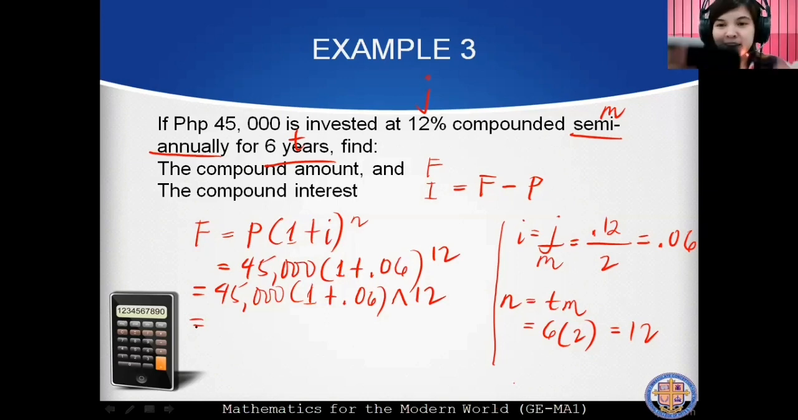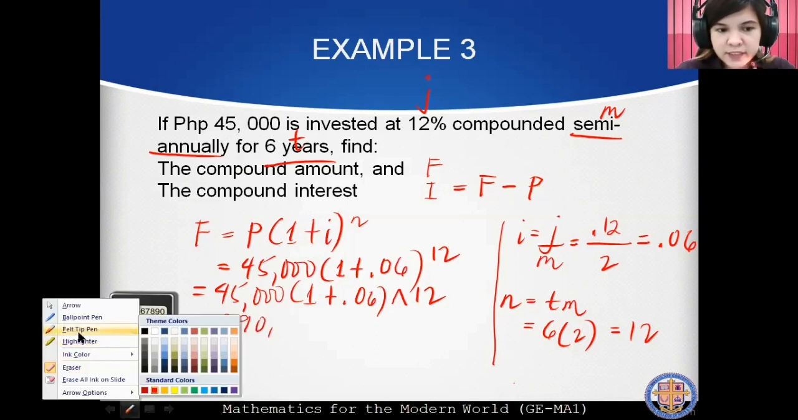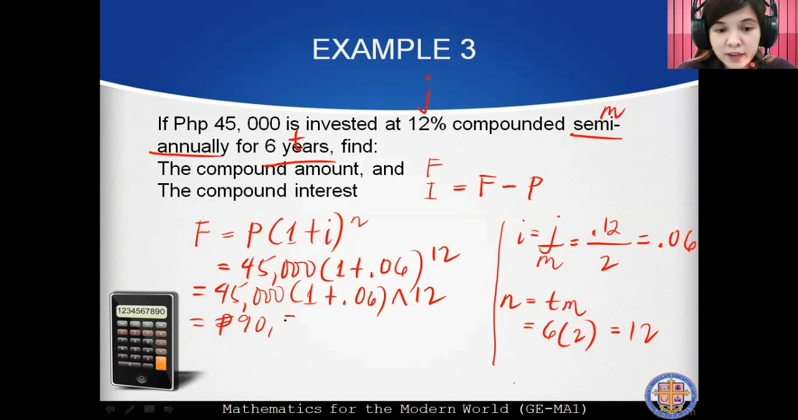If you have, for example, a Samsung or any Android, just pull it down so that the available operations appear. So, 45,000, open parentheses, 1 plus 0.06, close parentheses, raised to 12. So the answer is 90,548, rounded off to 2 decimal places, 0.84.